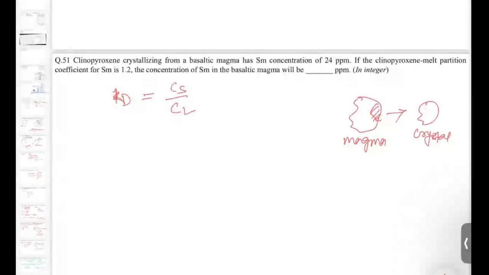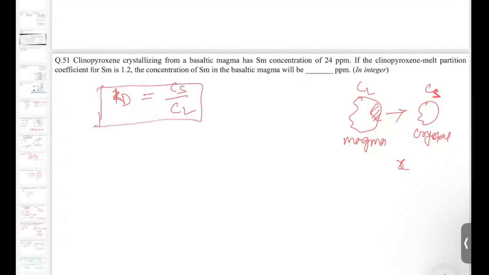If you take an element, suppose X is an element, you take the concentration of X in this crystal. This is Cs, the concentration of the solid, the concentration of X in the crystal. And if you take the concentration of the same element X in this magma, which is in the fluid form, you just mention it Cl. And the ratio between Cs and Cl will be its partition coefficient.